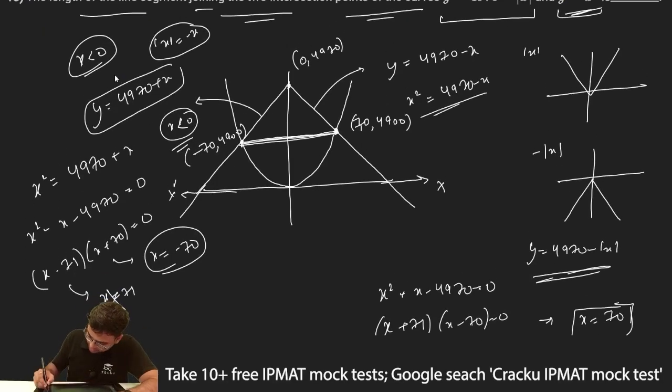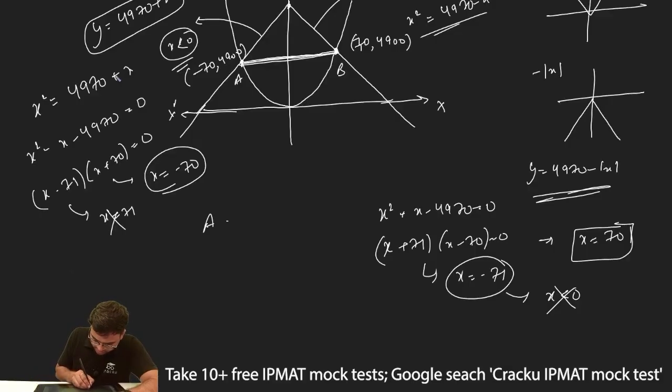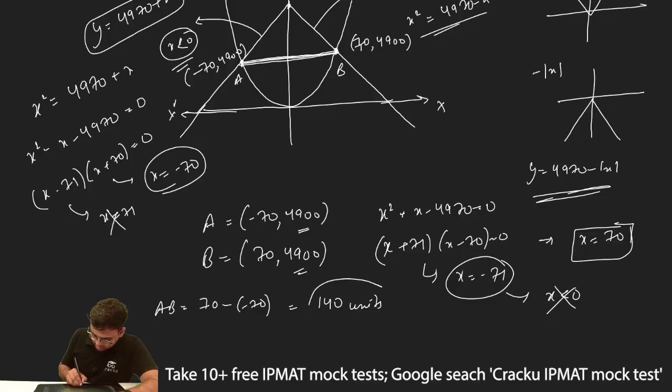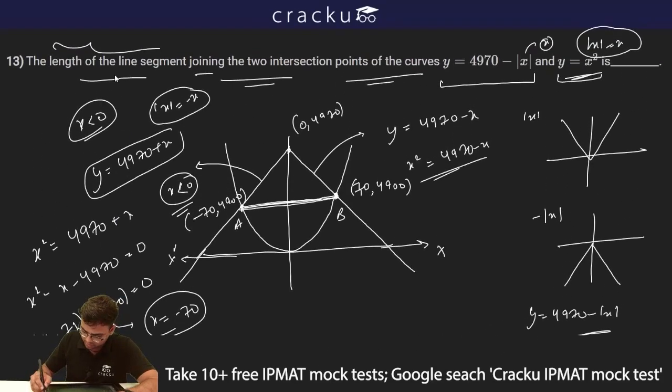Thus, if I say AB is the line joining these points, what are the coordinates of A? A is minus 70, 4900 and B is 70, 4900. Now what is the distance between the two points? Since their y coordinates are the same, the difference between their x coordinates is the distance. So I can say AB is equal to 70 minus of minus 70, or 140 units. Thus the length of the line segment AB will be 140 units, and therefore the correct answer for this is that the length of the line segment will be 140.